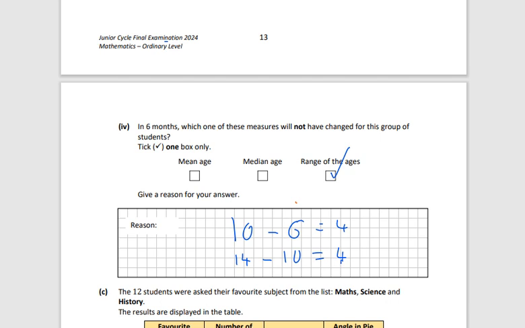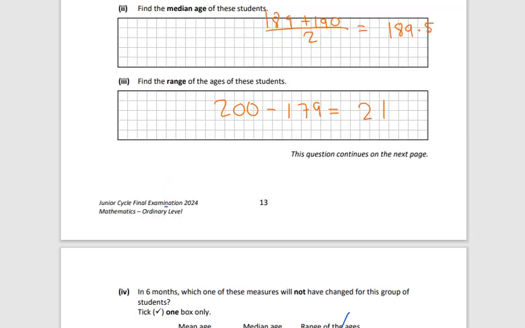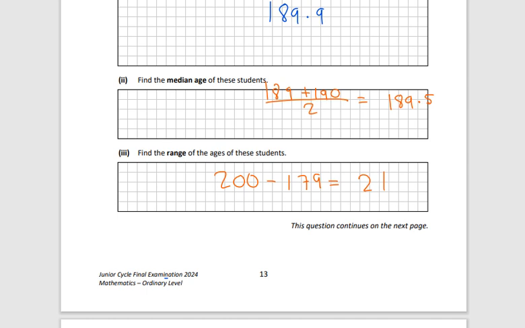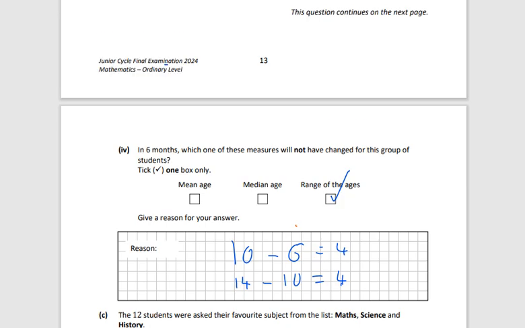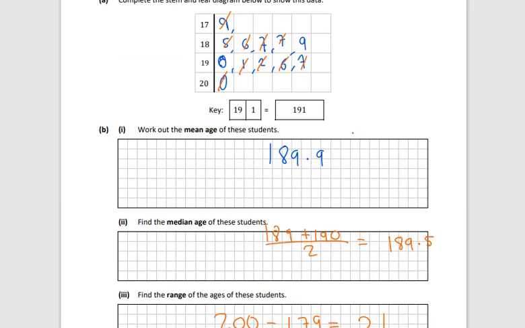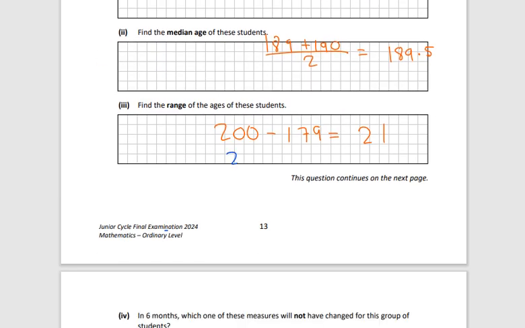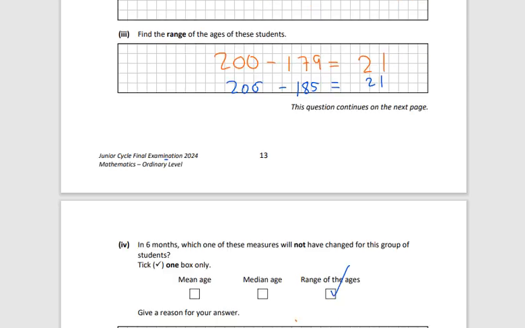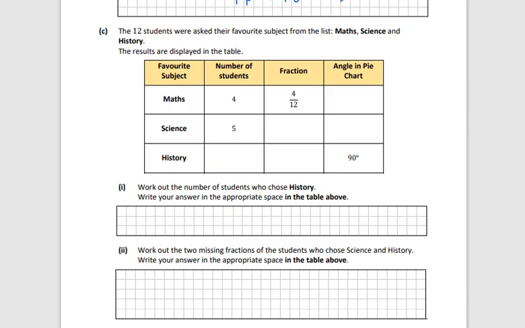So the same happens here. The biggest one was 200 here, so if you add on, what are we adding on? 6 months, so that's just 206 minus, and then if you add on 6 to the 179 as well, that's 185. So the difference between them is still 21. So when you add on something to both numbers, the difference between them should stay the same.